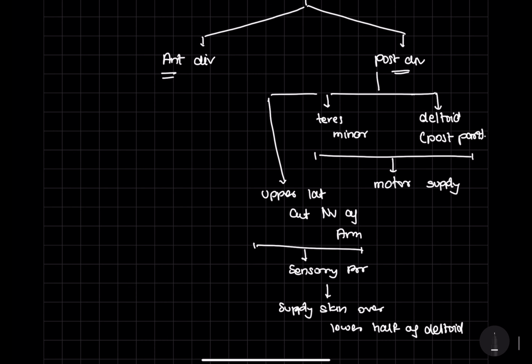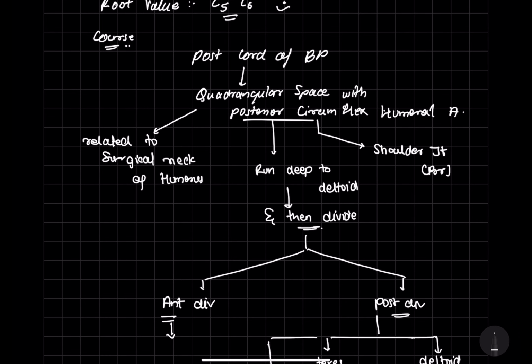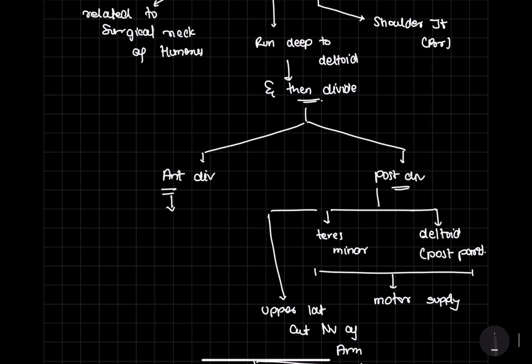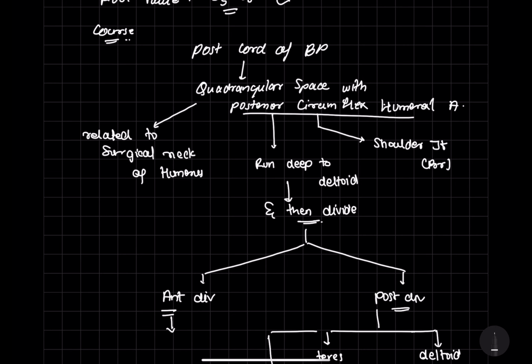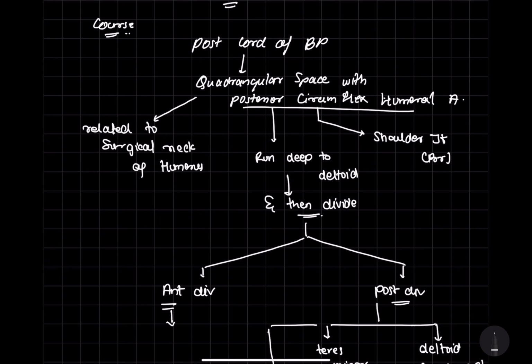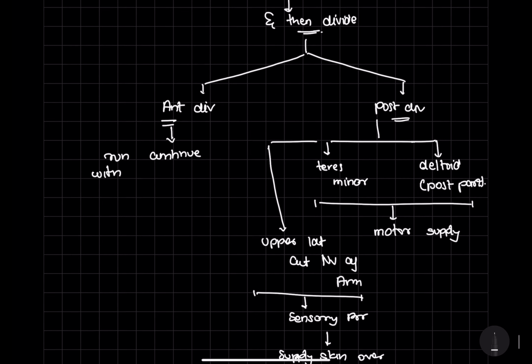Now coming to the anterior division. This anterior division runs between the deltoid and the surgical neck of the humerus with the posterior circumflex humeral vessel. I told you initially that this nerve runs with the posterior circumflex humeral vessel. Further continuing, the posterior division will not continue with this particular artery. Posterior division will go the other way. This anterior division will continue with the posterior circumflex humeral artery.